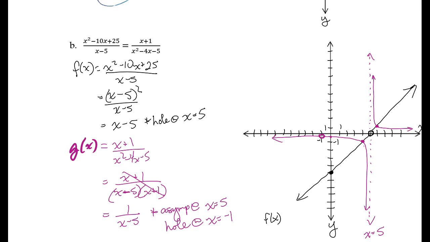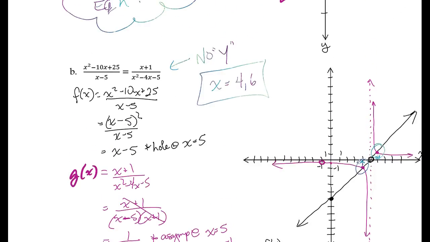So we see that our final solutions are here and here. But again, there's no y. So my answers are that x equals 4 and 6, just looking at my x values from the points of intersection. Okay, and that's the end of our lesson. That's the end of our unit.